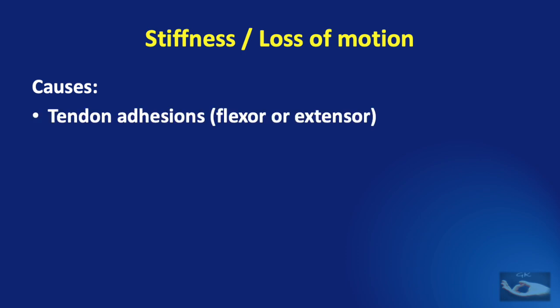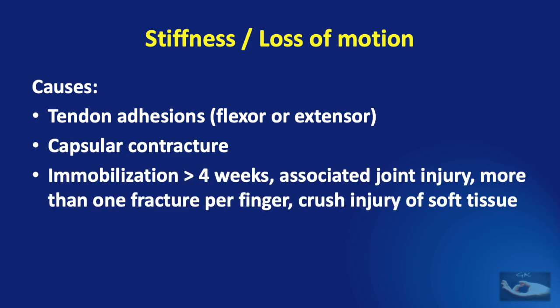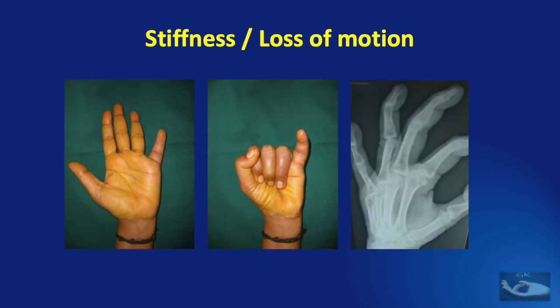The next major complication that can occur is stiffness or loss of motion in the digit. This can be caused by tendon adhesions, either flexor or extensor, or capsular contracture. Immobilization for more than 4 weeks, associated joint injuries, more than one fracture per finger, and crush injury of soft tissues are additional factors that bring about stiffness or loss of motion. This clinical example shows limitation of movements of the little finger following malunion of fracture of the proximal phalanx.